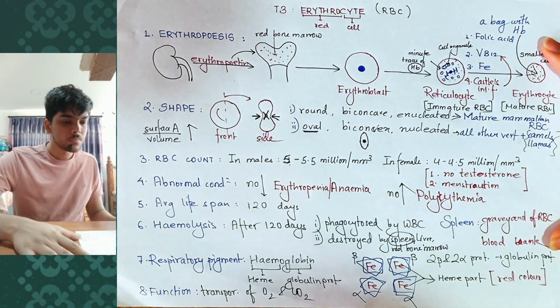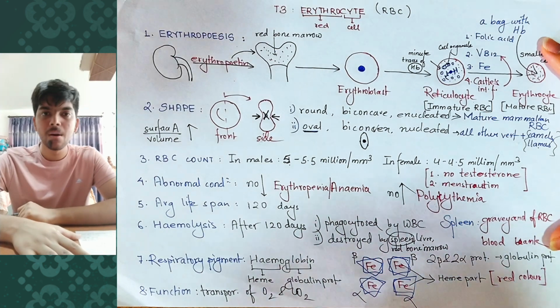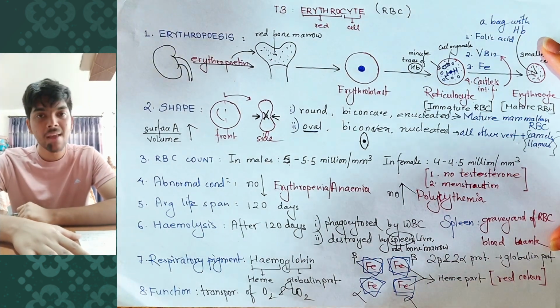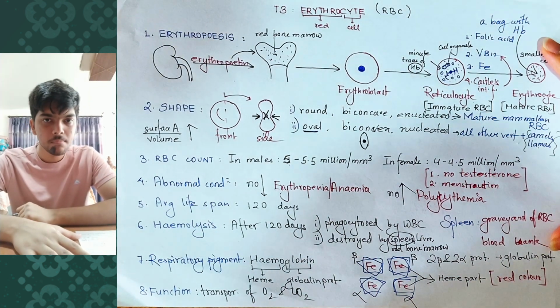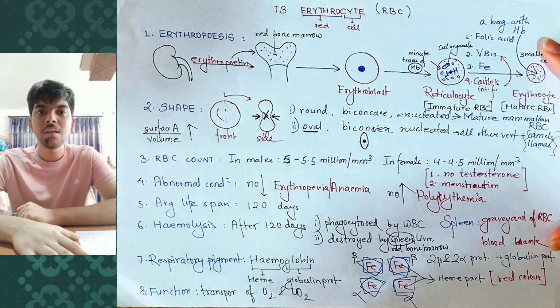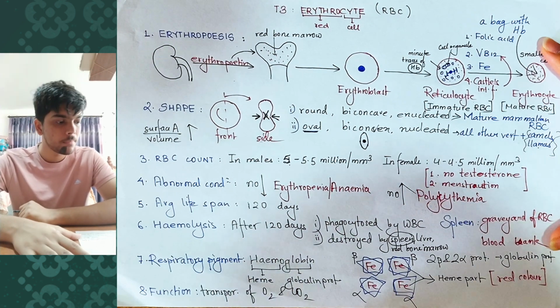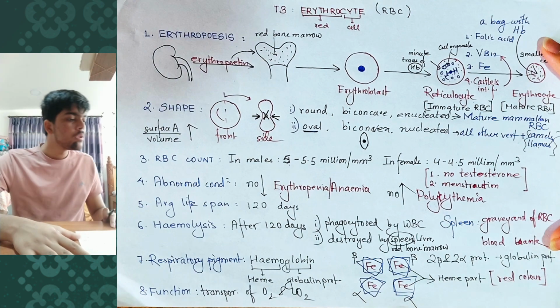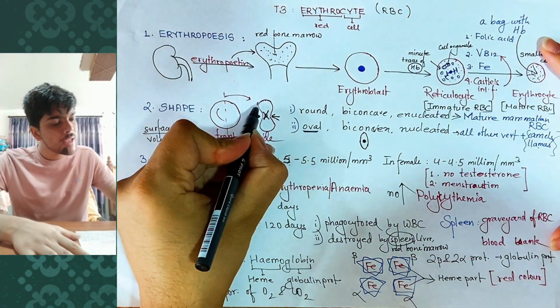So mature mammalian RBC is round, biconcave, and enucleated. Mature RBC in all other vertebrates except mammals, and including exceptional mammals like camels and llamas, the RBC found is oval, biconvex, and nucleated.